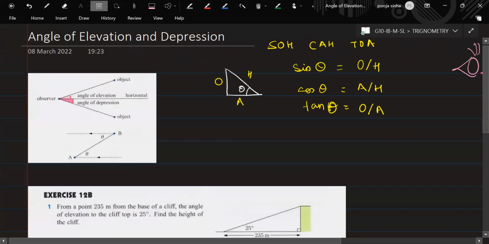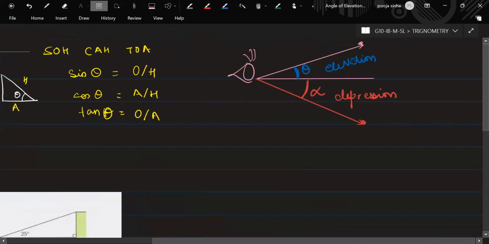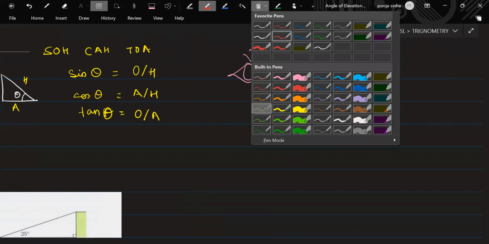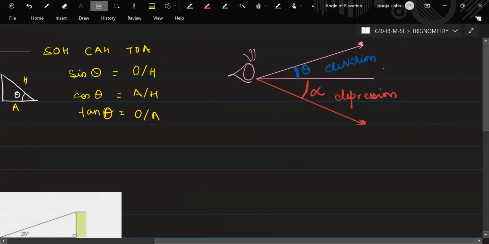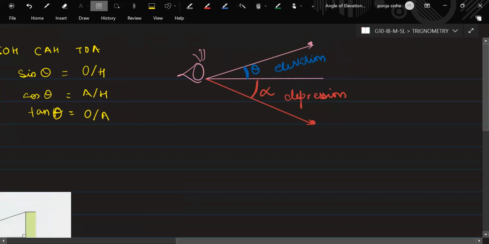Can you tell me one very important thing: this angle is being made with which line? The line of sight. Line of sight is the line on which you're looking. The baseline or reference line is this, and this is the line of sight. You're looking at this side. This is also a line of sight.